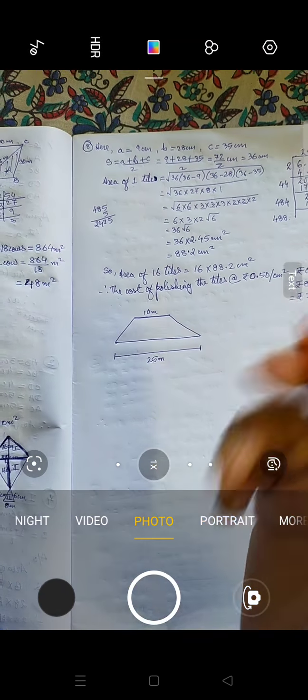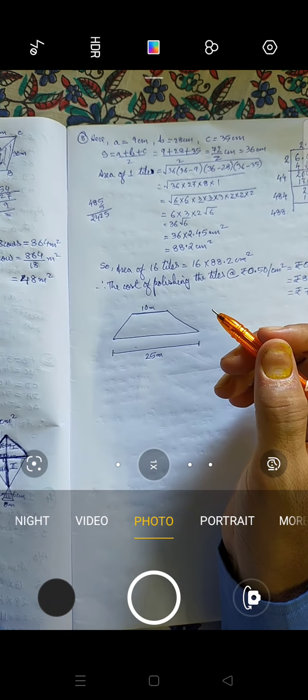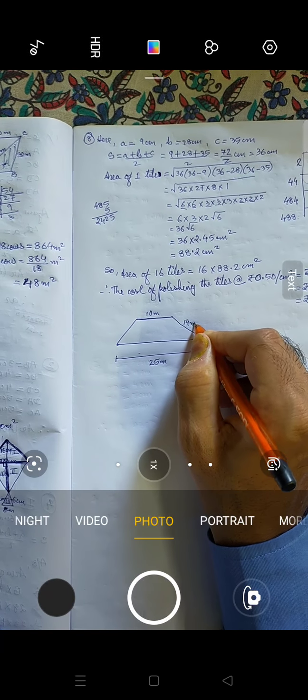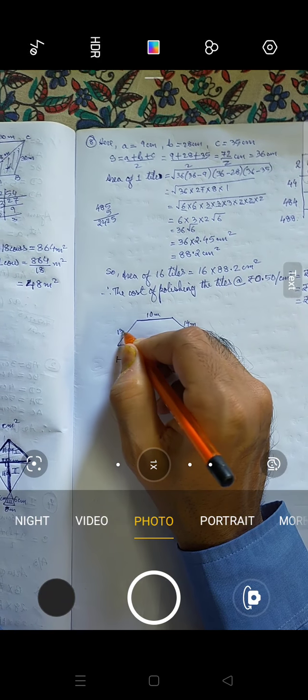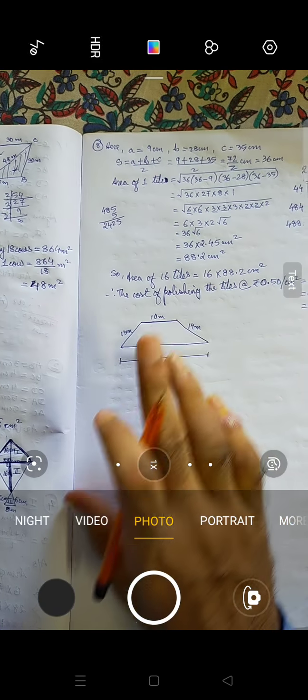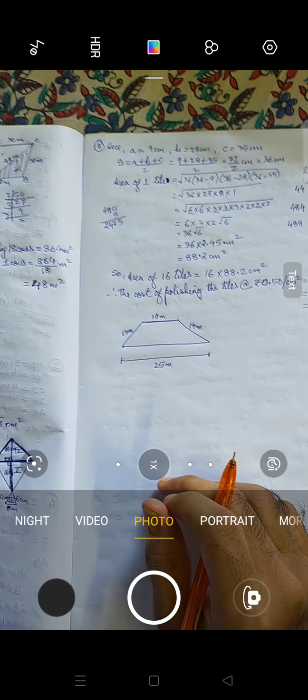Okay. Now the non-parallel sides are 14 and 13. So I am taking this as 14 meter and this is 13 meter. Now no more information has been given in the question. Now we need to find the area of this trapezium.